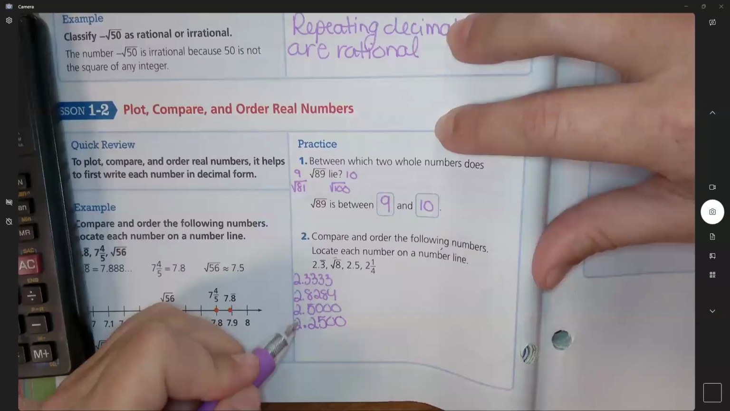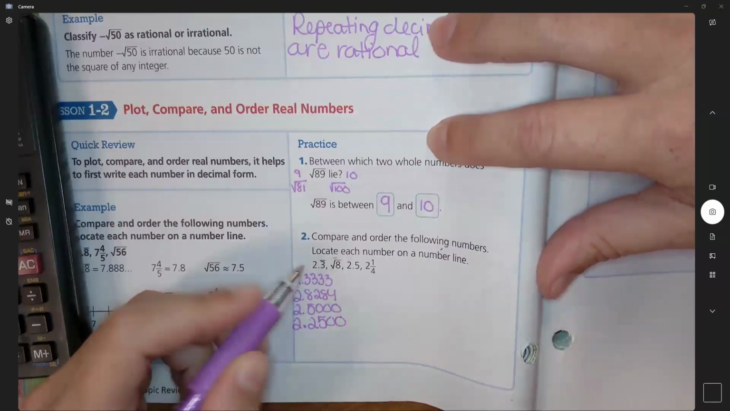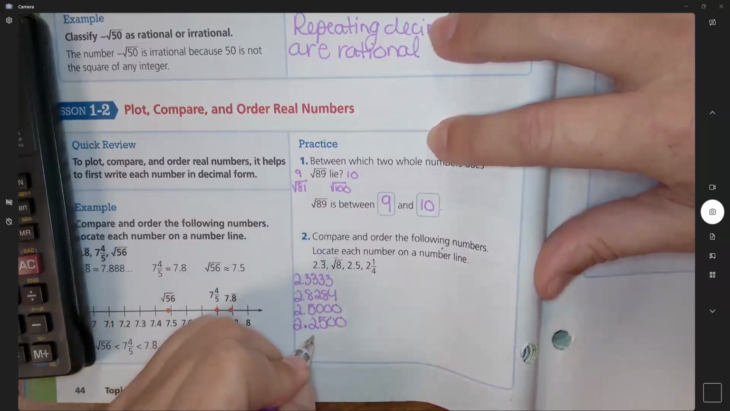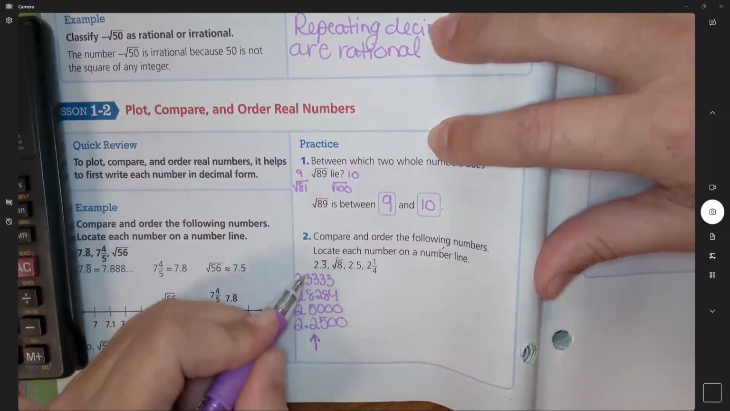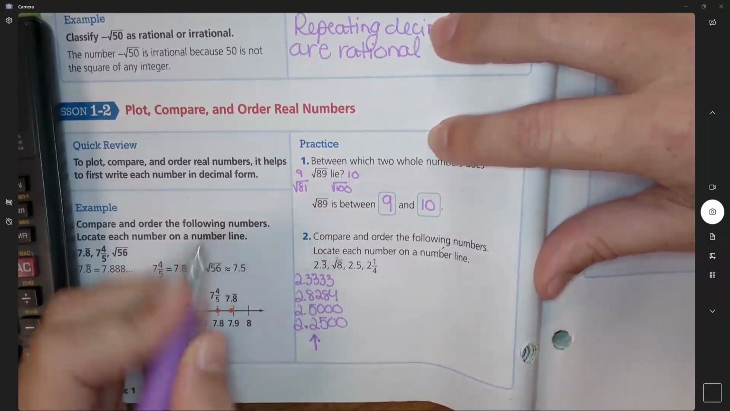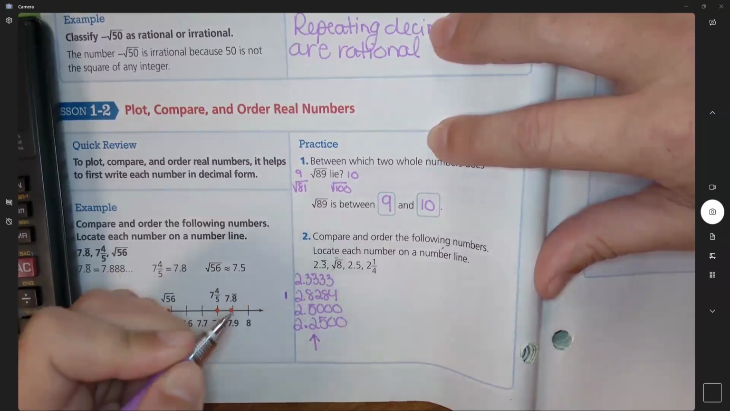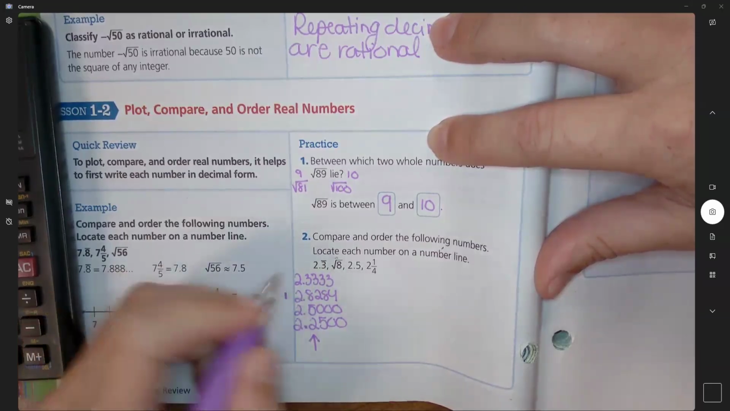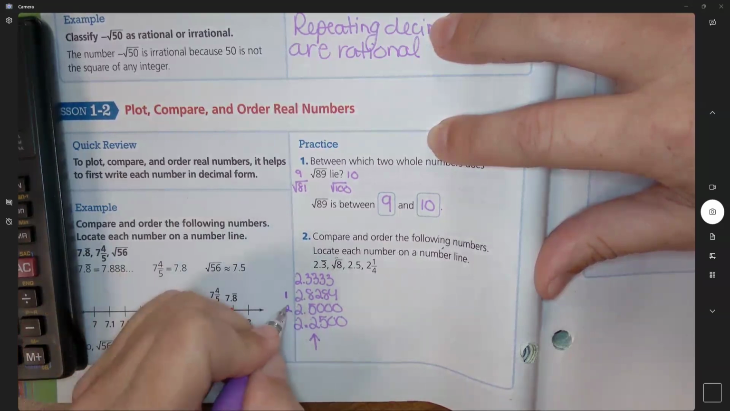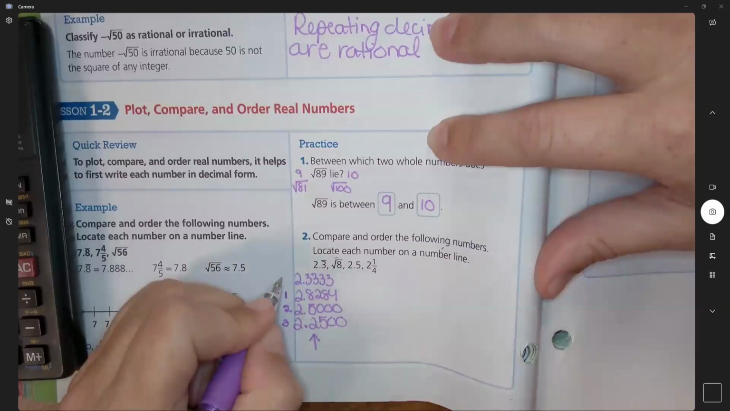Now we can order them using our place value. All the 2's are the same, so that's fine. Let's look at our tenths place. This is where we're going to get our order from. What is the biggest number here? 8 is our biggest, so that's our first one. Then we have 5, so that's our second biggest. Then this one, then this one.